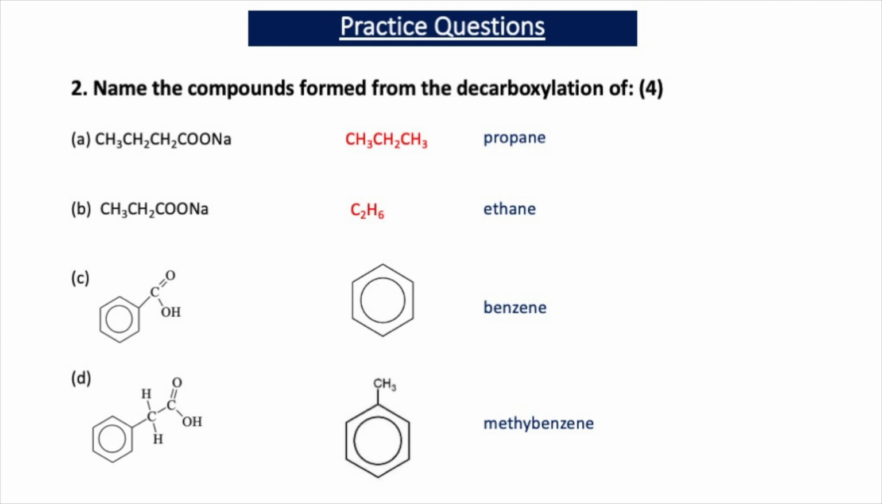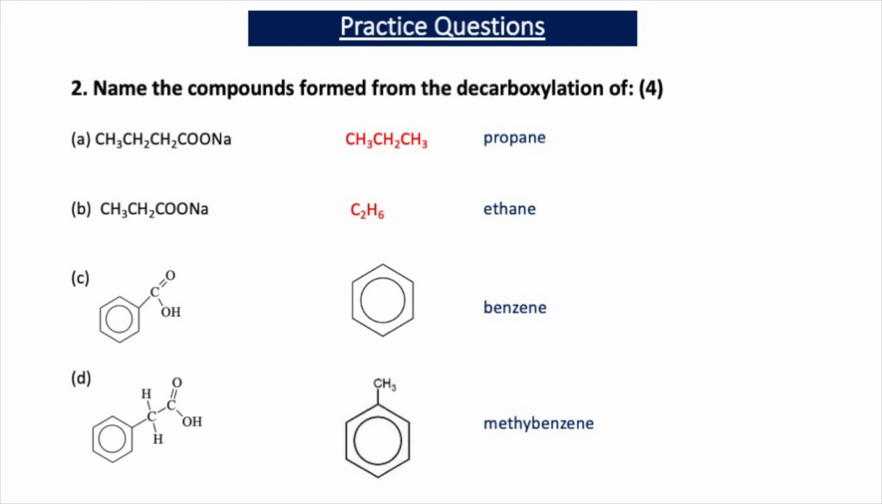For the next one, we have sodium propanoate. So if we decarboxylate this, we get an alkane with 1 less carbon. So the alkane with 1 less carbon is ethane. For the next one, we have benzoic acid. We have a benzene ring attached to a C double bond OH. And if we remove the COO from this, we'll be left with benzene.